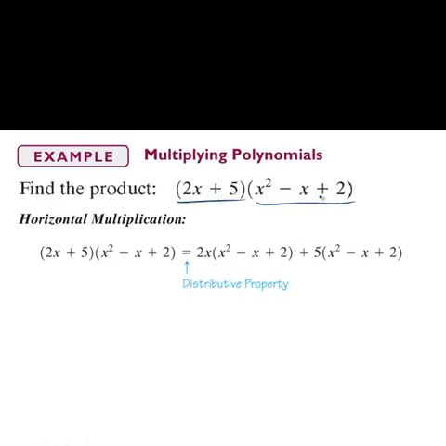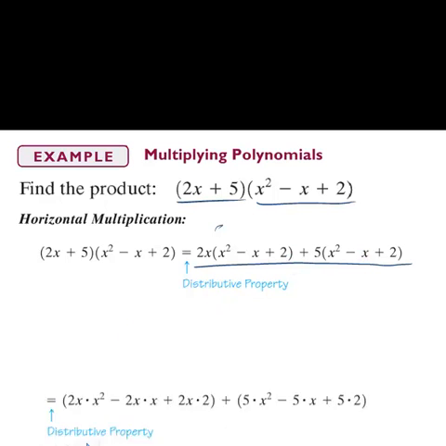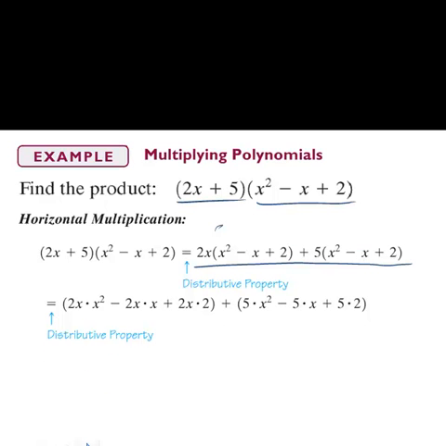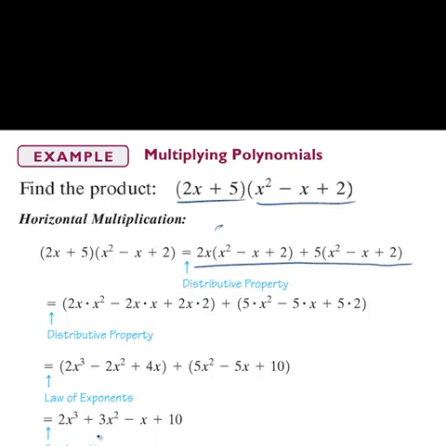If you were to take the x squared minus x plus 2 and distribute to the 2x plus 5, then this is what it looks like right here. And then you use the distributive property again, where you take the 2x times the x squared minus x plus 2, and likewise for the other piece there. Multiply everything out, using the appropriate properties and laws, and combine like terms. Okay? Combine like terms.